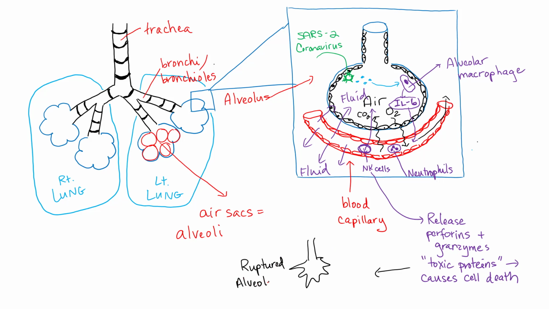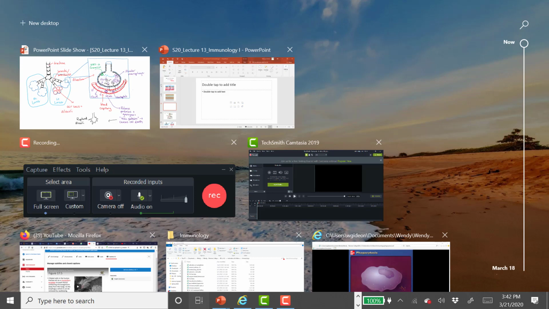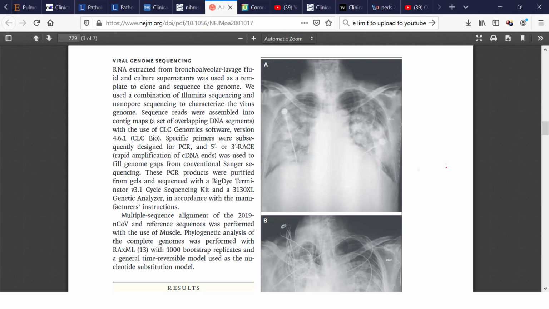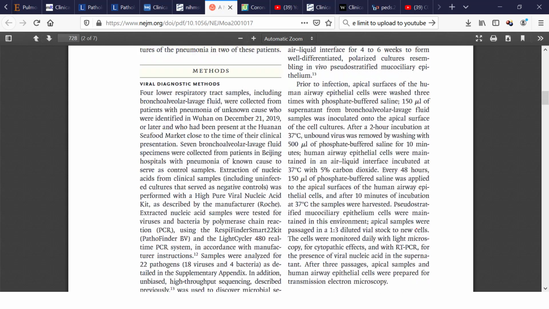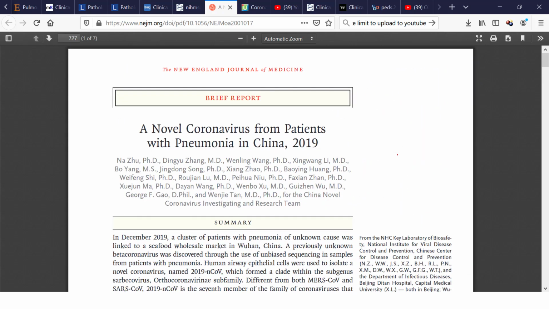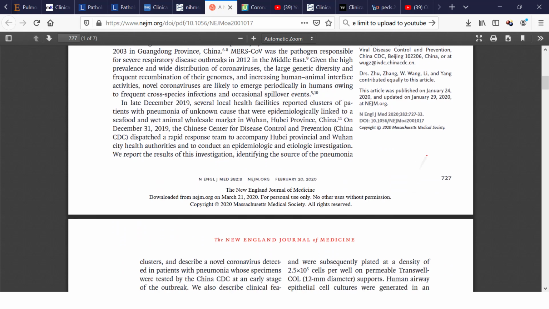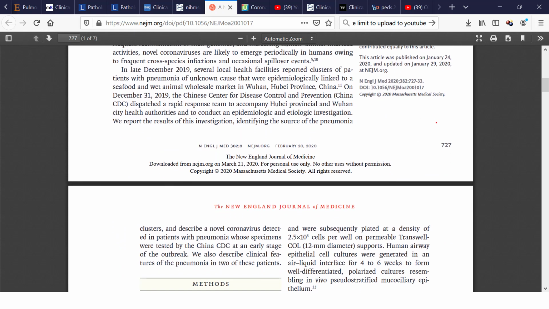You're also getting a whole lot of fluid in both lungs, both the right and the left lung. Let's take a look at a paper I've been reading recently describing this process. So in this paper you can see, this is from the New England Journal of Medicine, on a novel coronavirus from patients with pneumonia in China. So here they're analyzing the patients in China. This was published on February 20th, 2020.